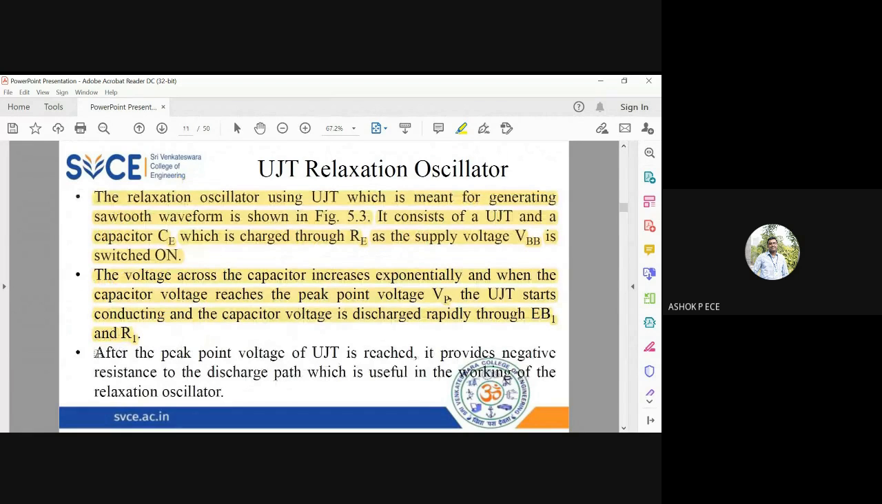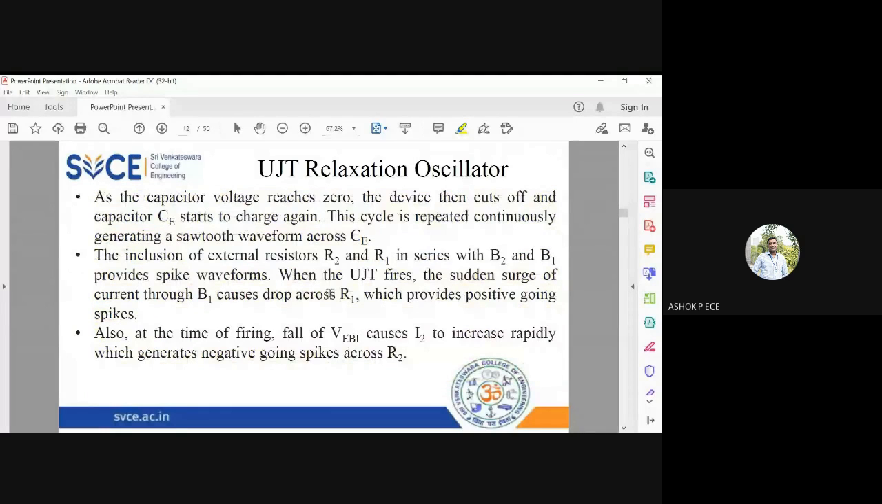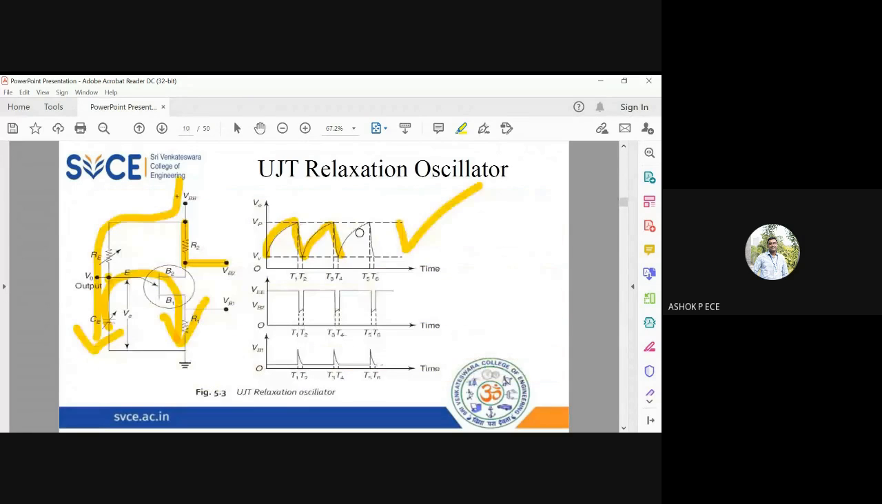So when the peak point is reached, it provides negative resistance, so the capacitance will start discharging. As the capacitor voltage reaches zero, the device goes to cut off. Again, the capacitor starts charging. So the charging and discharging of capacitor frequently will give rise to the sawtooth waveform across the emitter. So when you connect the output of emitter to an oscilloscope or any other device, you can see a sawtooth waveform coming out from the device.